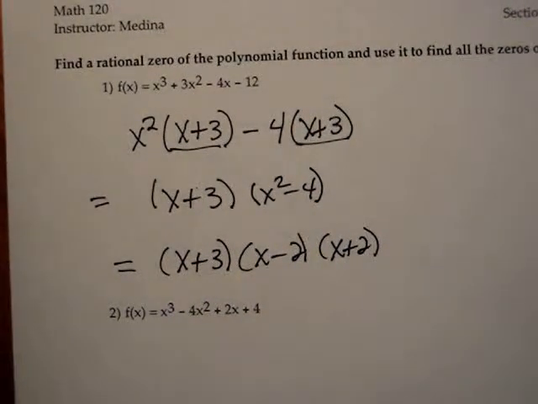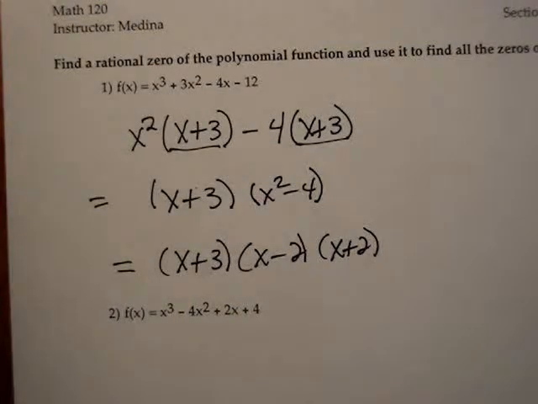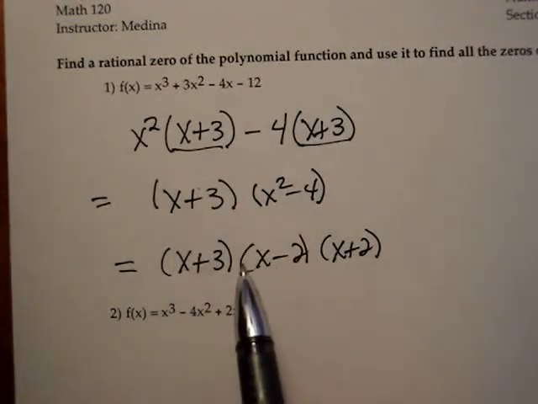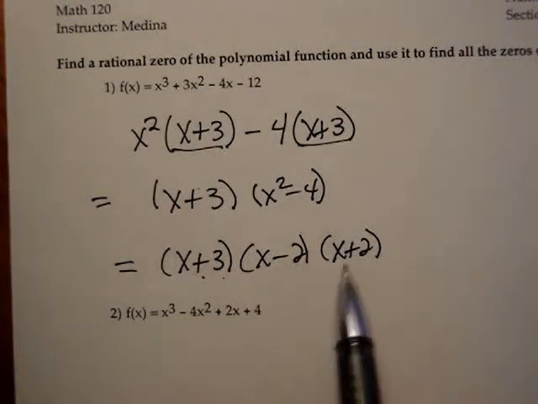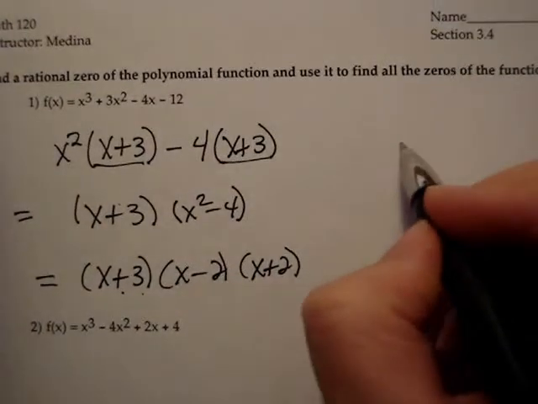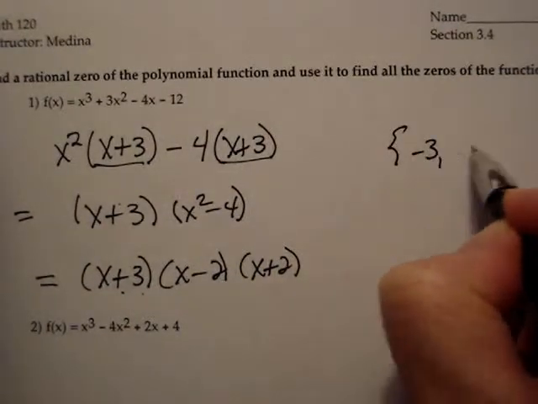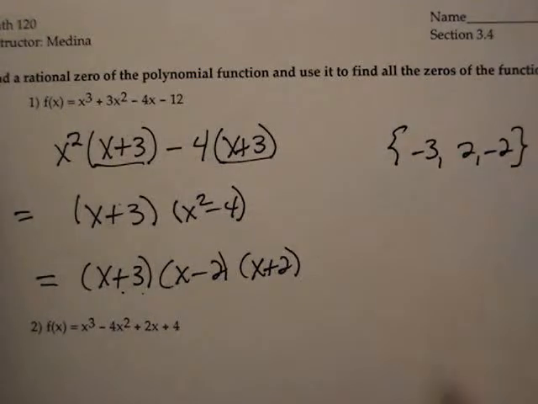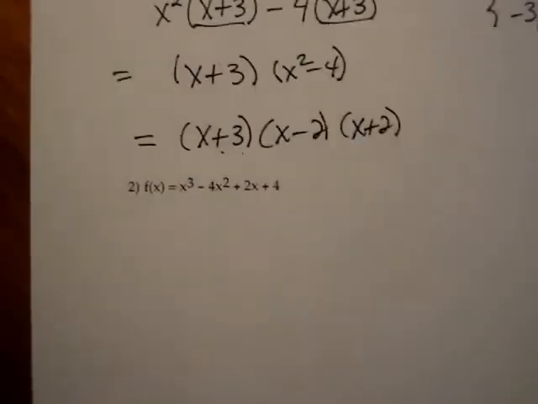Okay? And now I know that the zeros of this function are going to give me negative 3, positive 2, and negative 2. So I could list them over here. Negative 3, positive 2, and negative 2. Okay, so that was an easy one.